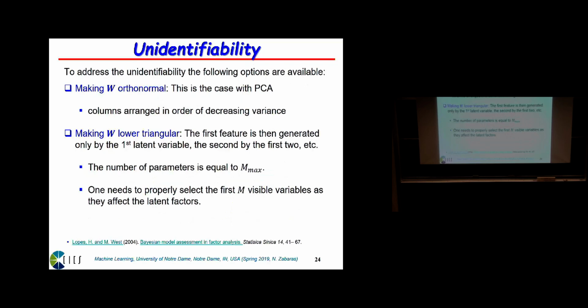All right. Are there any ways to actually resolve these issues of non-uniqueness of the parameters for these models? The answer is yes. And depending on what you do, you get a different method with different names. A possibility would be to make the W matrix orthonormal, and we will get the principal component analysis on that. Another possibility is to get W to be lower triangular.